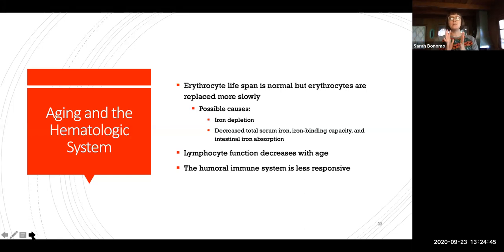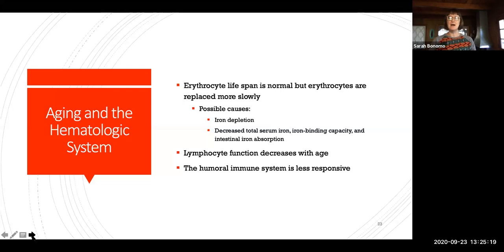But as people age, red blood cell lifespan remains normal, but the process of making them takes a little bit longer, and particularly after bleeding. But those erythrocytes are living about 120 days still, even as you get into the oldest of old years. But it does take a little longer to replace those red blood cells. The reasons for this can be associated with iron depletion. So we're using up our iron stores over time.